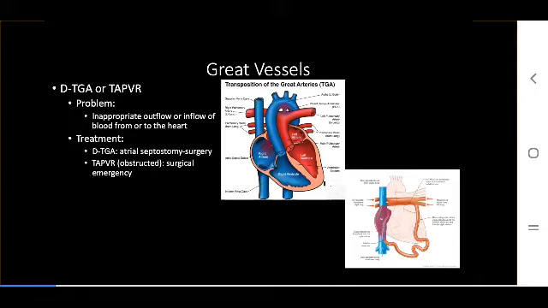The treatment for d-transposition is an atrial septostomy to allow mixing of the blood, and then surgical treatment as soon as we can, usually within the first month of life. TAPVR is one of the true surgical emergencies if they are obstructed. It's the one time that I'll call a surgeon in the middle of the night and say, you have to come in, because I can't do anything for this baby until you unobstruct the veins.